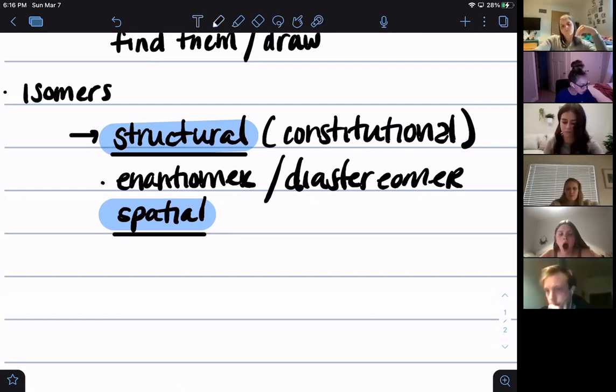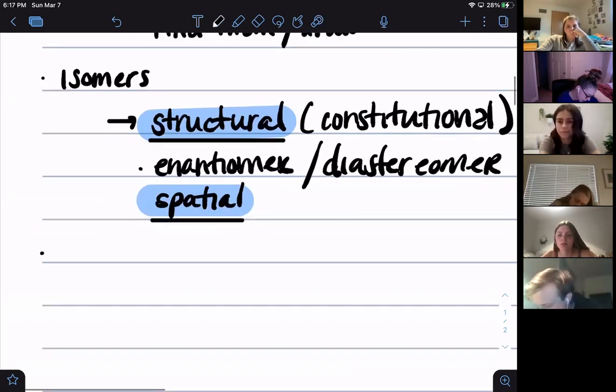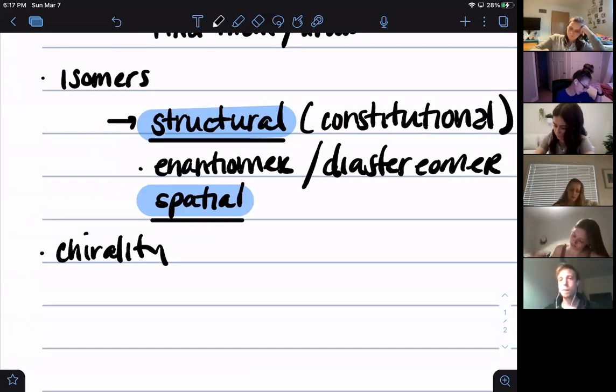And then also for chapter 4, you'll have to make sure I cover everything correctly. Okay, so we talked about it here, but I'll just make it a subset too. Chirality.